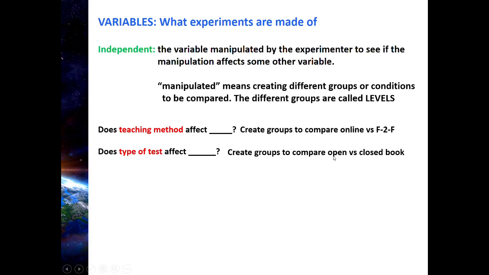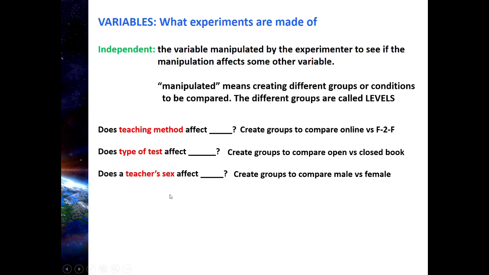Now, this is one thing that you should avoid doing. Let's say I were to give you these two levels, and I were to ask you, what is the independent variable? Here are the levels. What is the independent variable called? Don't just say the independent variable is open and closed book. Because what you're doing is you're not telling me the name of the independent variable. You're telling me the name of the levels. So you've got to come up with a name that is more general, type of test. And then these are the names of the specific levels.